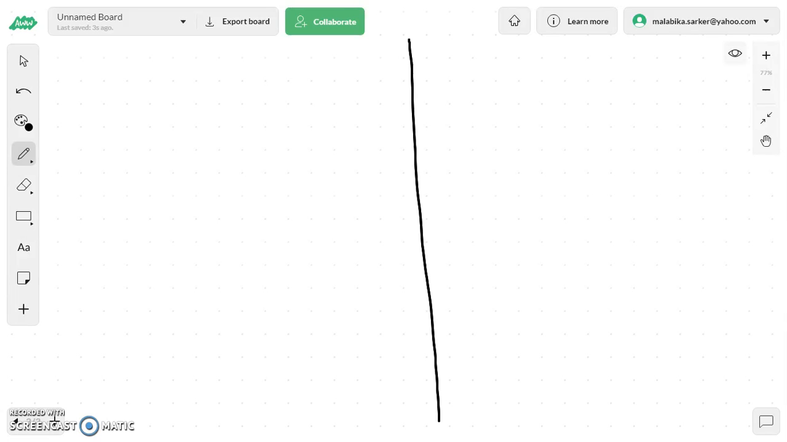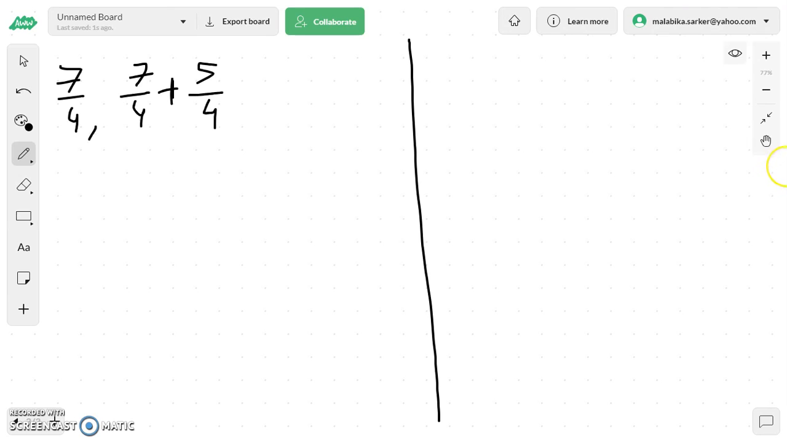So we know that the first term A is 7 by 4. So what will be the second term? It will be 7 by 4 plus D. What is D? D is 5 by 4.